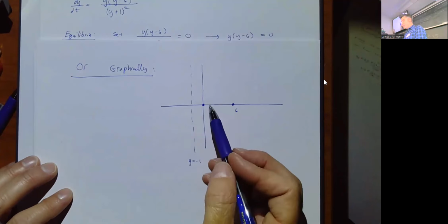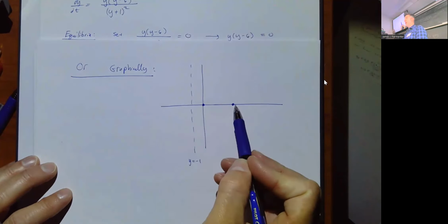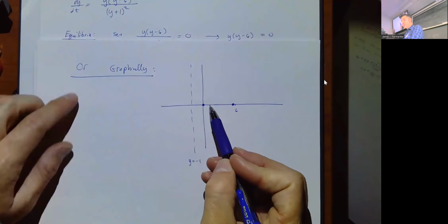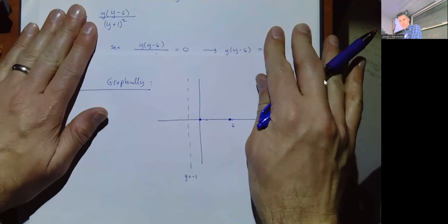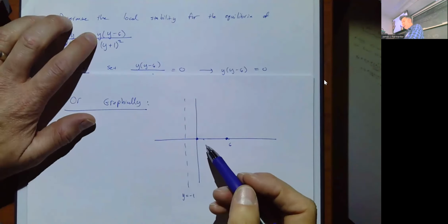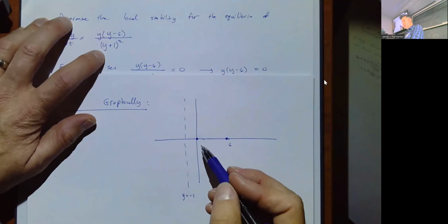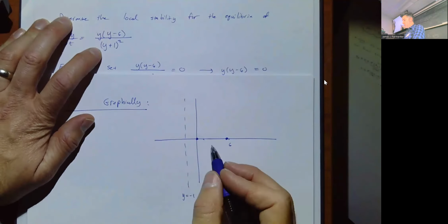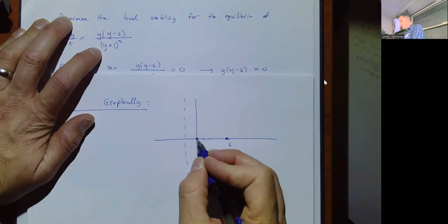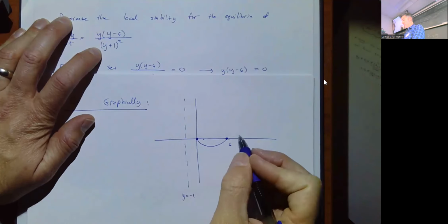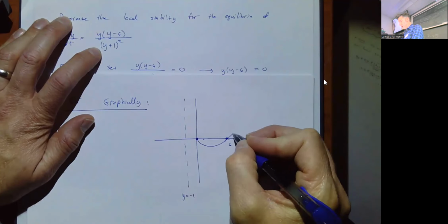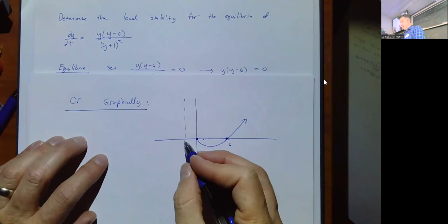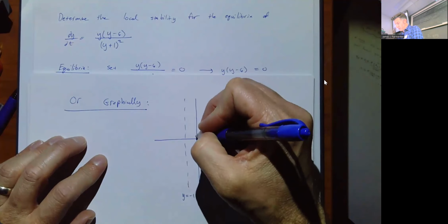If I pick a number between 0 and 6 and plug it in, like 1, times -5 over 2 squared is a positive times a negative over a positive, which is going to be negative overall. So between 0 and 6, it's going to be negative. And then after 6, it's going to be positive. And between -1 and 0, it's also going to be positive.